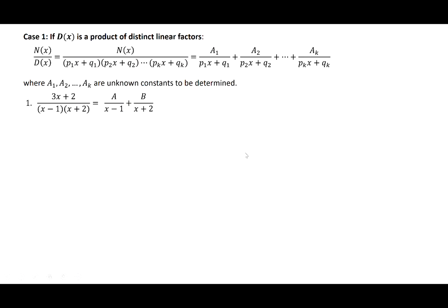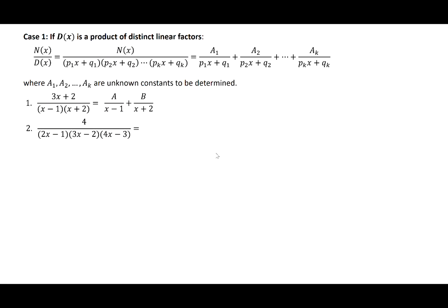There are 4 cases like this. We started with case 1. I want you to get a perfect understanding of what you write the moment you see something. When we saw this 3x plus 2 over x minus 1 times x plus 2, immediately we said we should write that as a over x minus 1 plus b over x plus 2. How to figure out a and b? We will learn that later. That's what we are going to do now. Okay, I have another example. You tell me.